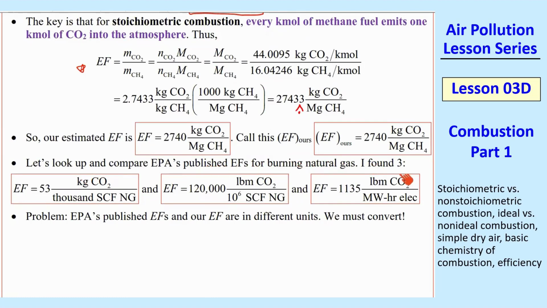Now I found 3 of these in various units. So this one is in terms of kilograms of CO2 per 1,000 SCF, remember, standard cubic feet of natural gas. So this is a volume of natural gas. Here we have a mixture metric and English units. This is all English. And then there's this one that's pound mass of CO2 per megawatt hour of electricity, which is a third one. So we have these 3 EFs. And so we have to do a lot of unit conversions in order to compare ours to theirs.